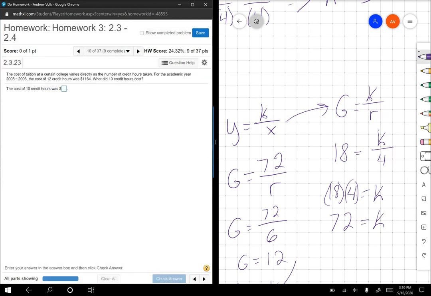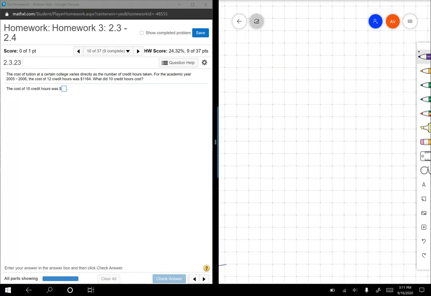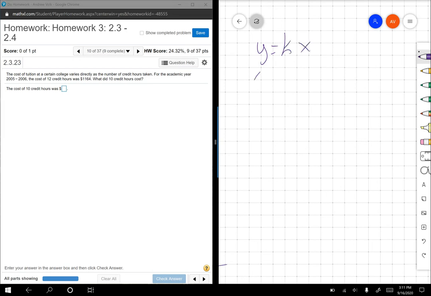Number 10. The cost of tuition varies directly as the number of credit hours. You take more classes, it costs more. The cost of 12 credit hours is $11.64. What would 10 credit hours cost? So we're going to set this up. It varies directly, so we're going to use the same type of formula: y equals kx, where y is our cost of tuition and x is the hours taken. So what we're really looking for is this k.